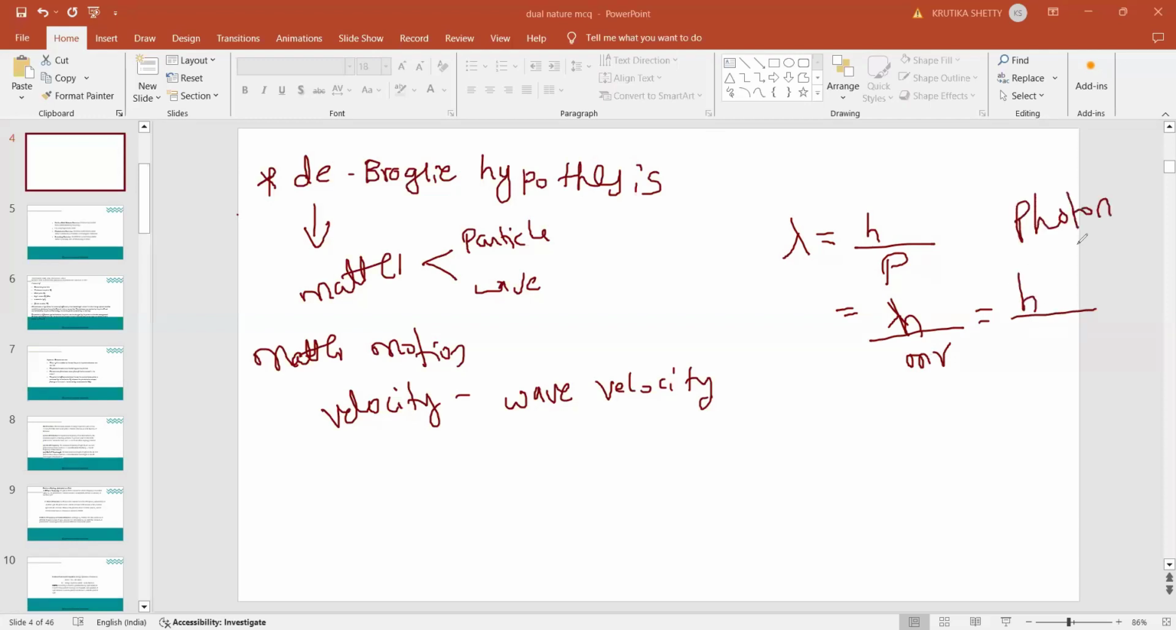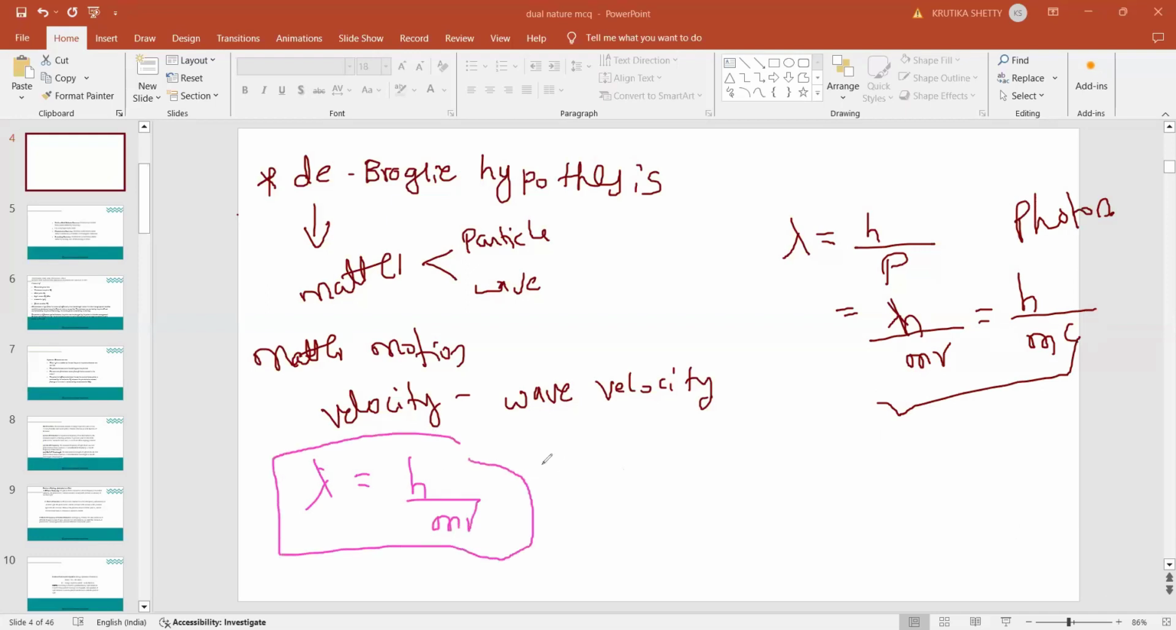We are talking about the photon. So for a photon, the velocity v becomes what? That is the velocity of light in free space. So therefore it becomes h divided by m into c. So this expression here, students, lambda is equal to h divided by mv. This expression is called the de Broglie wavelength.